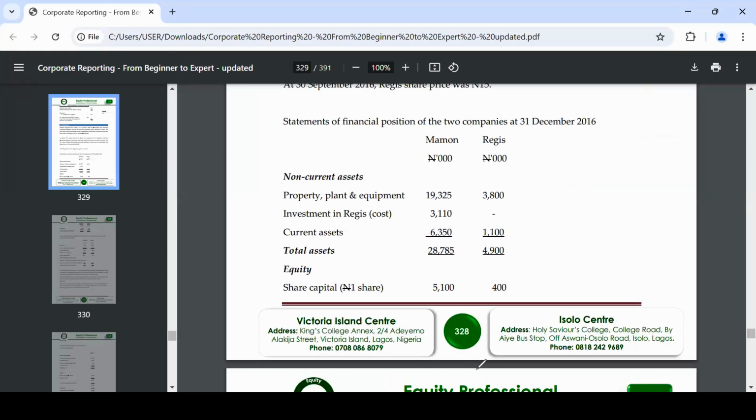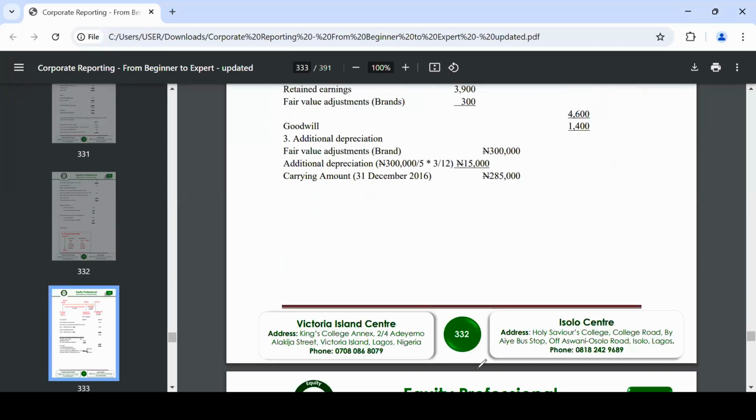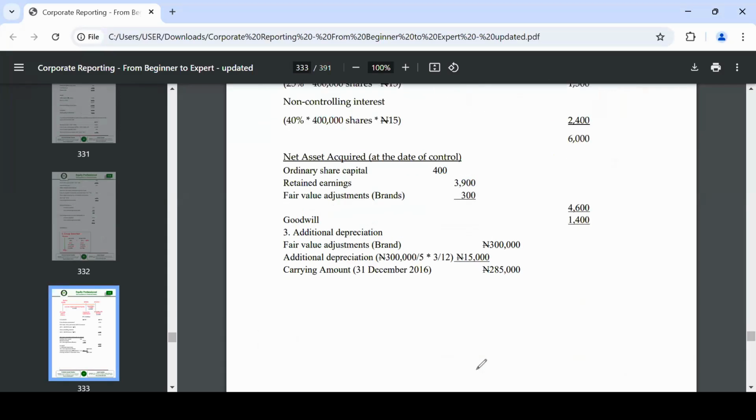Now, if you add that reserve to the ordinary share capital of 400,000, what you get is 4.3 million. Now that 4.3 million is the carrying amount. 4.6, they said, is the fair value. Now, the difference, they said, is brand. So how do I account for this brand of 300,000?